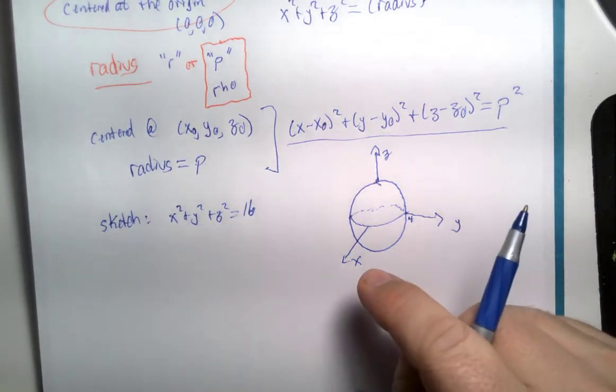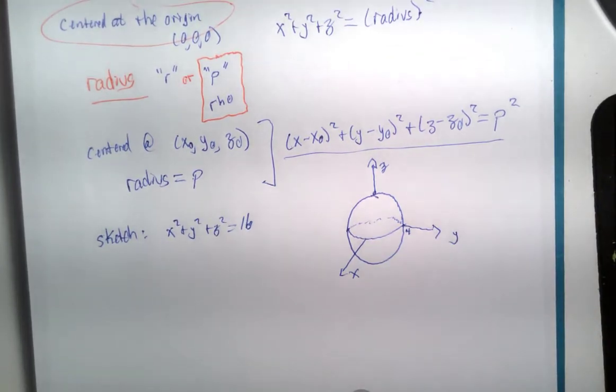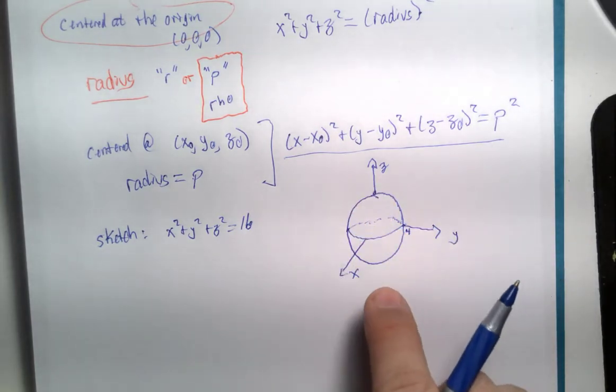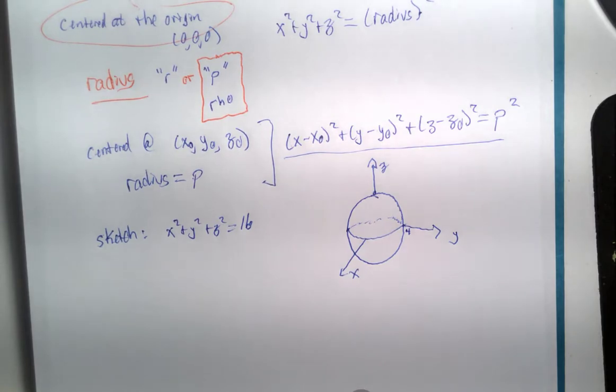A sketch of a sphere is never going to be any fancier than what you see right here. It's going to be very simple. Circle with a belt, put the axes on, call it a day. It's good to go.